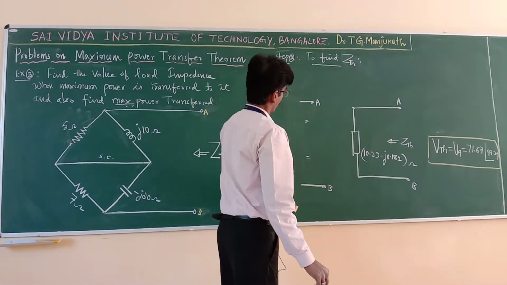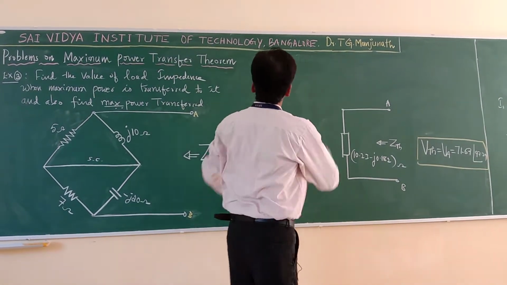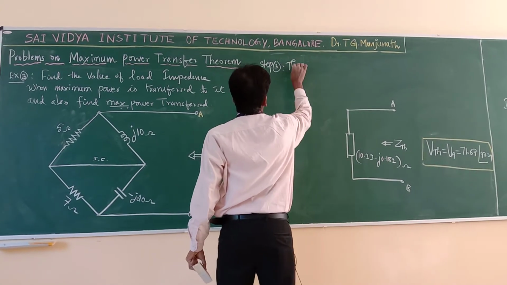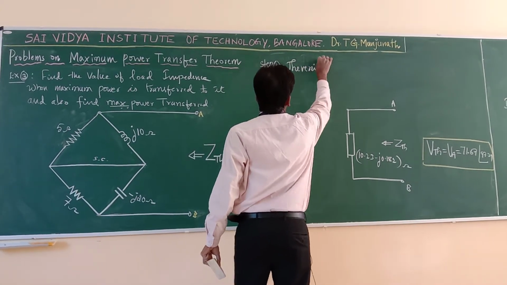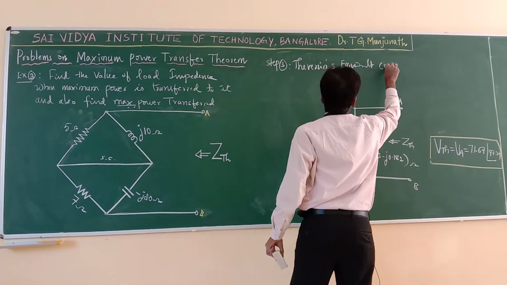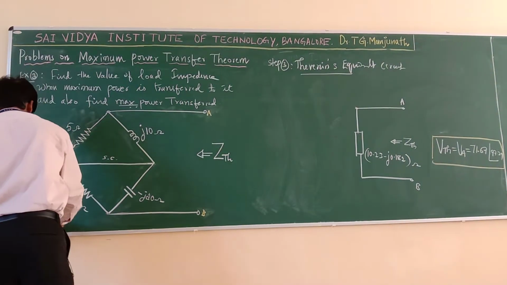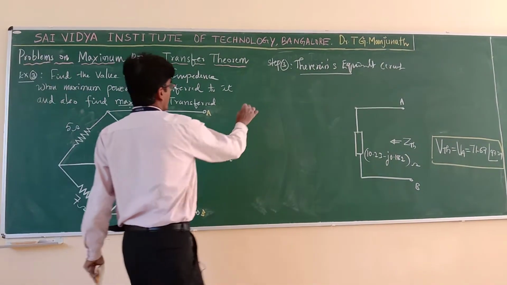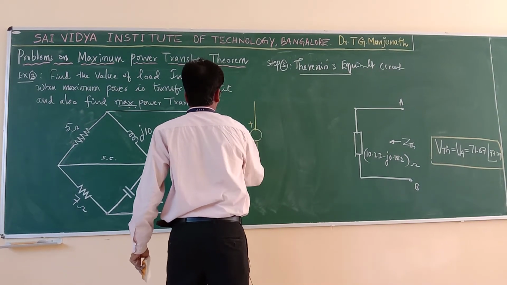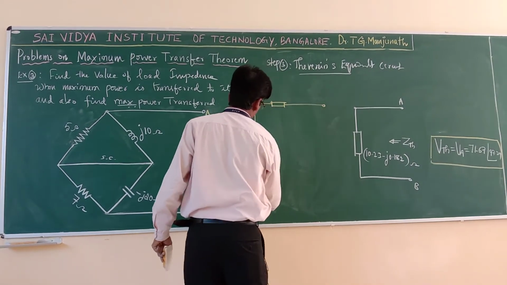Now let us write Thevenin's equivalent circuit. Step 3, Thevenin's equivalent circuit. What is Thevenin's equivalent circuit? Thevenin's equivalent circuit is nothing but a voltage source V Thevenin in series with an impedance Z Thevenin.